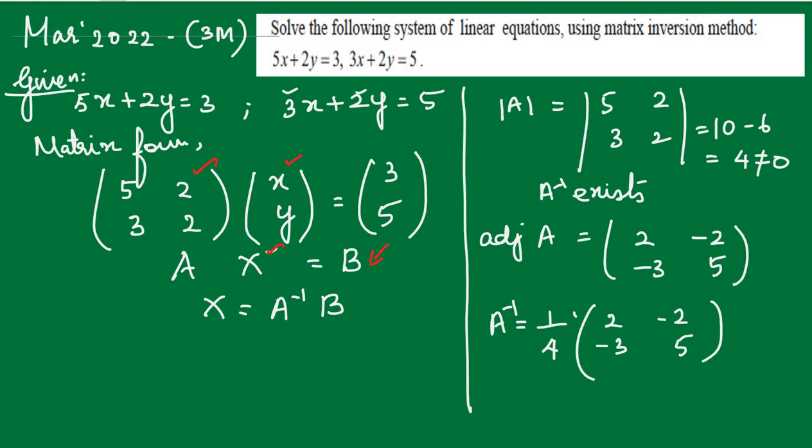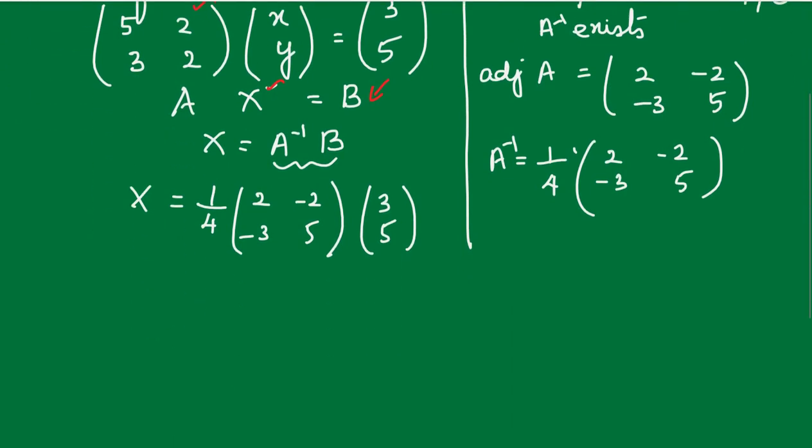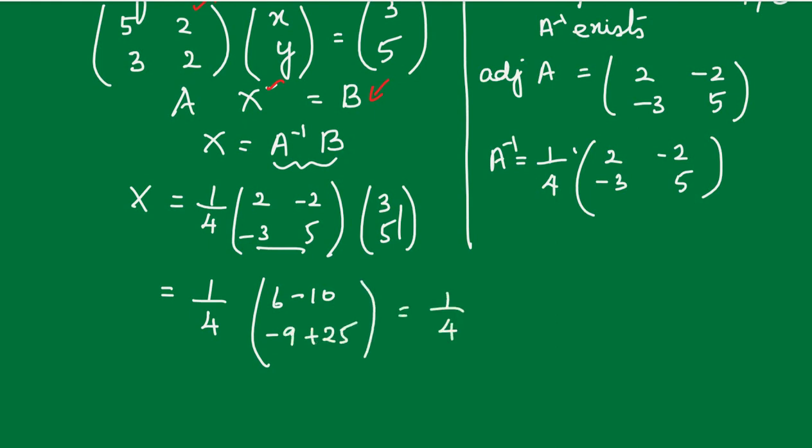Now we find X here. X we know is equal to A inverse into B, that is 1 by 4 into 2 minus 2 minus 3 5 into the B matrix, that is 3 and 5. To multiply two matrices, we use the row-column method. So this is equal to 1 by 4 into: first row and the column, 2 into 3 is 6, minus 2 into 5 is minus 10. Second row and the column, minus 3 into 3 is minus 9 plus 25, which gives us 1 by 4 into minus 4 and 16.